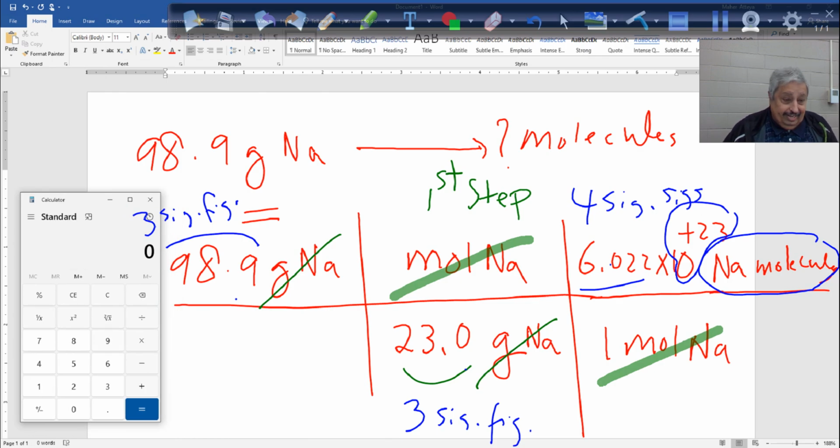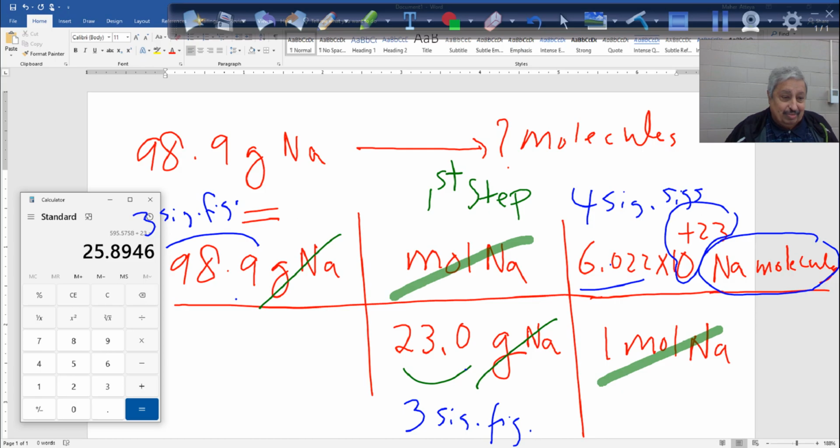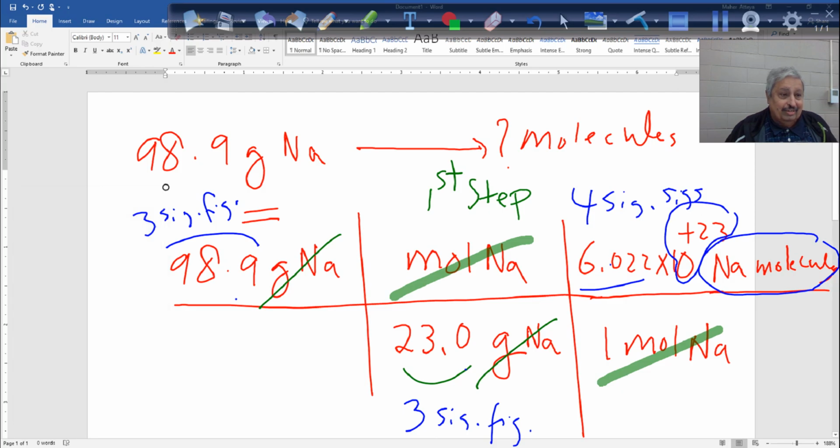So I'll take 98.9 multiplied by 6.022. I'm ignoring the power. Equal, divided by 23.0. The answer is 25.8946. I'll copy it. Right click, copy, and then put the answer somewhere at the top just to see it. Yeah, so I have it here.